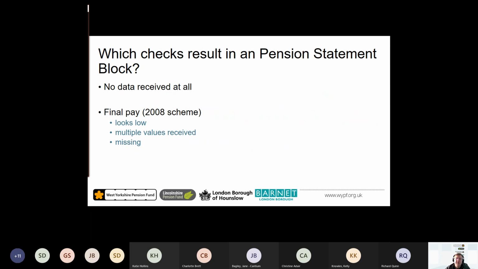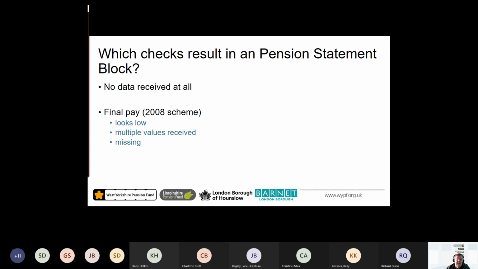Something that will result in a block of a pension statement is no data being received at all. So if you've got an active member and they're just not on the March return, they won't get a benefit statement, and we will query why not. We're going to want you to tell us why they weren't on the March return. So anybody who didn't receive or pay pension contributions in March will still need to be on that March monthly return, even if the query pay figures are 0. So we do need data.